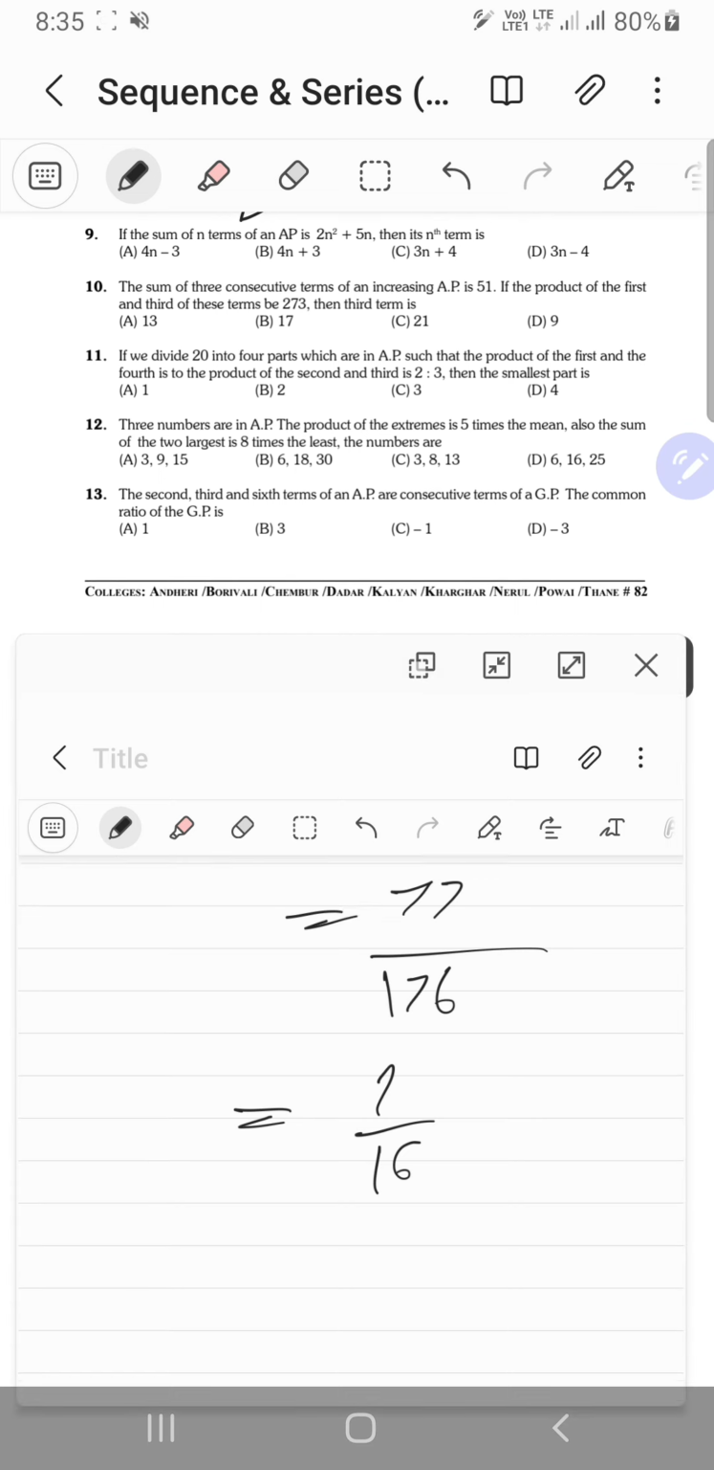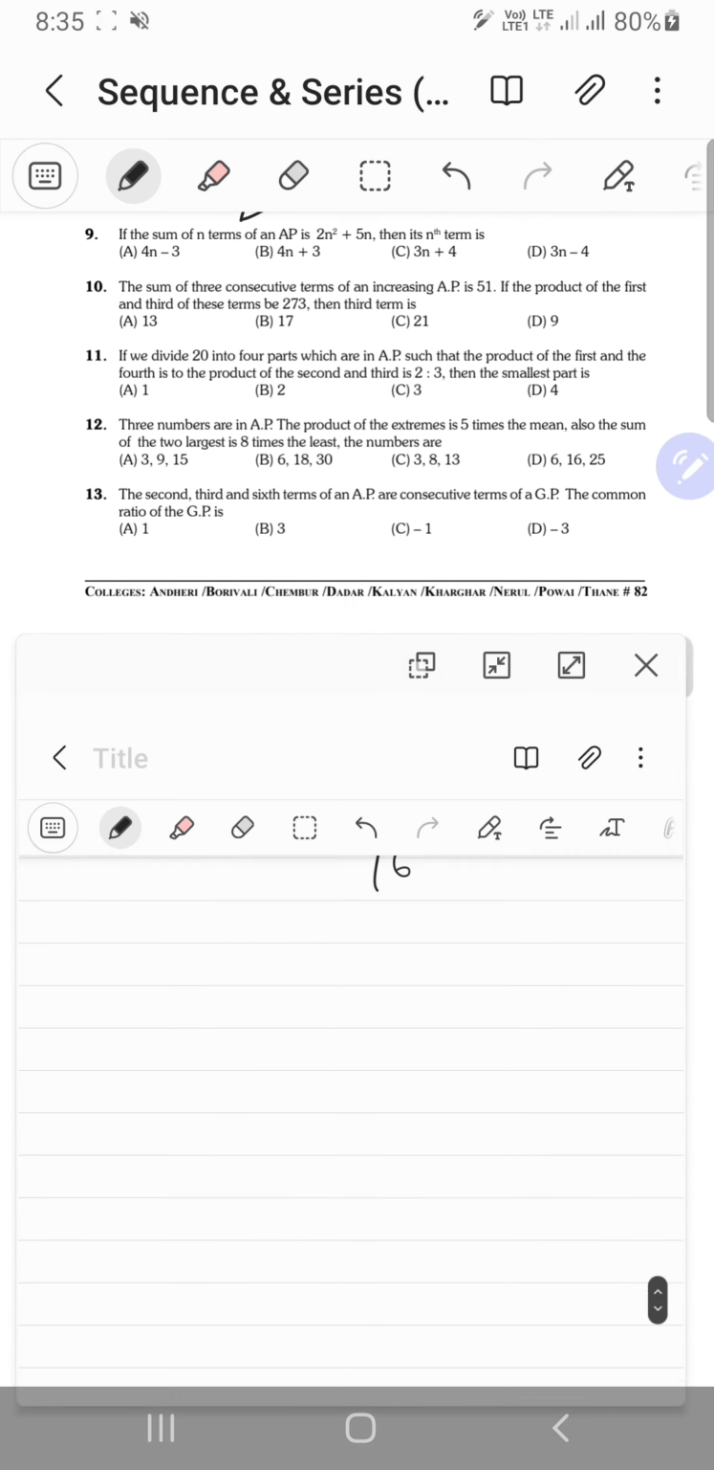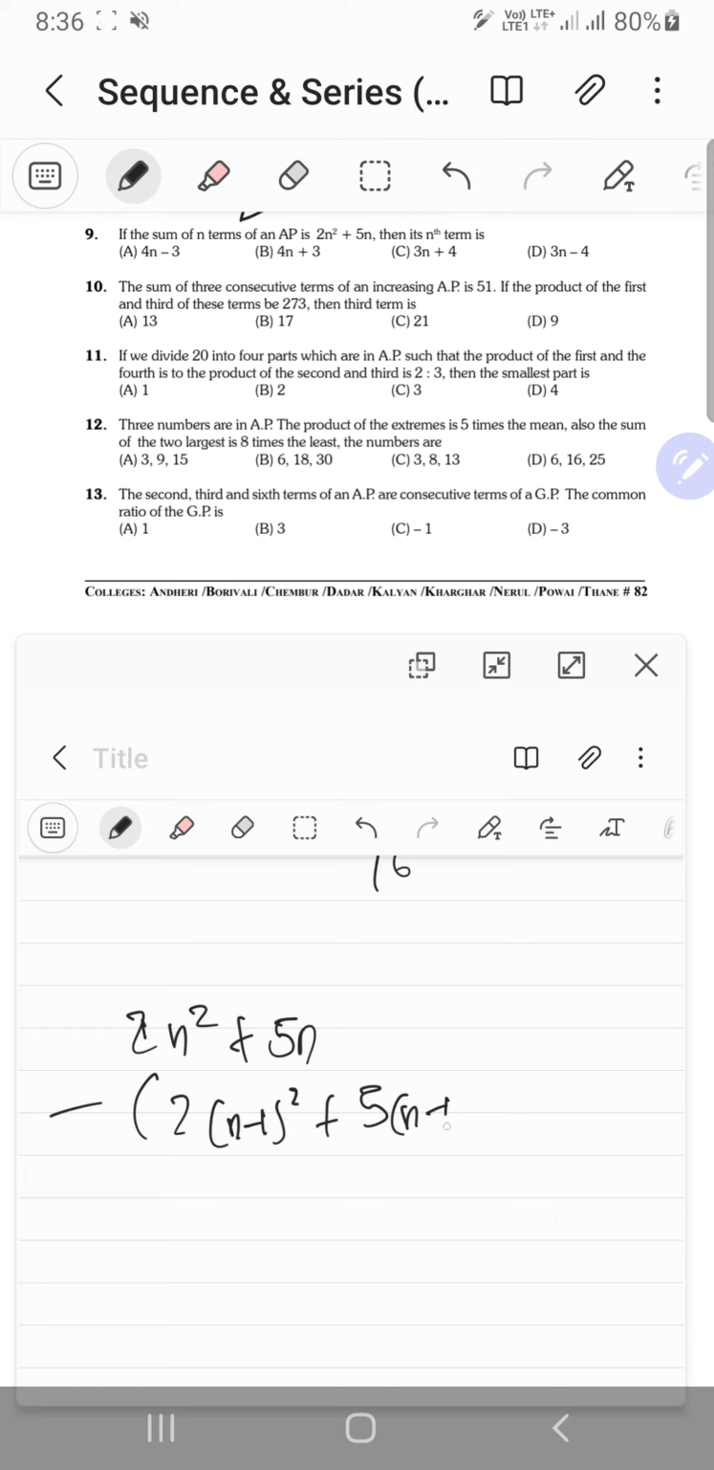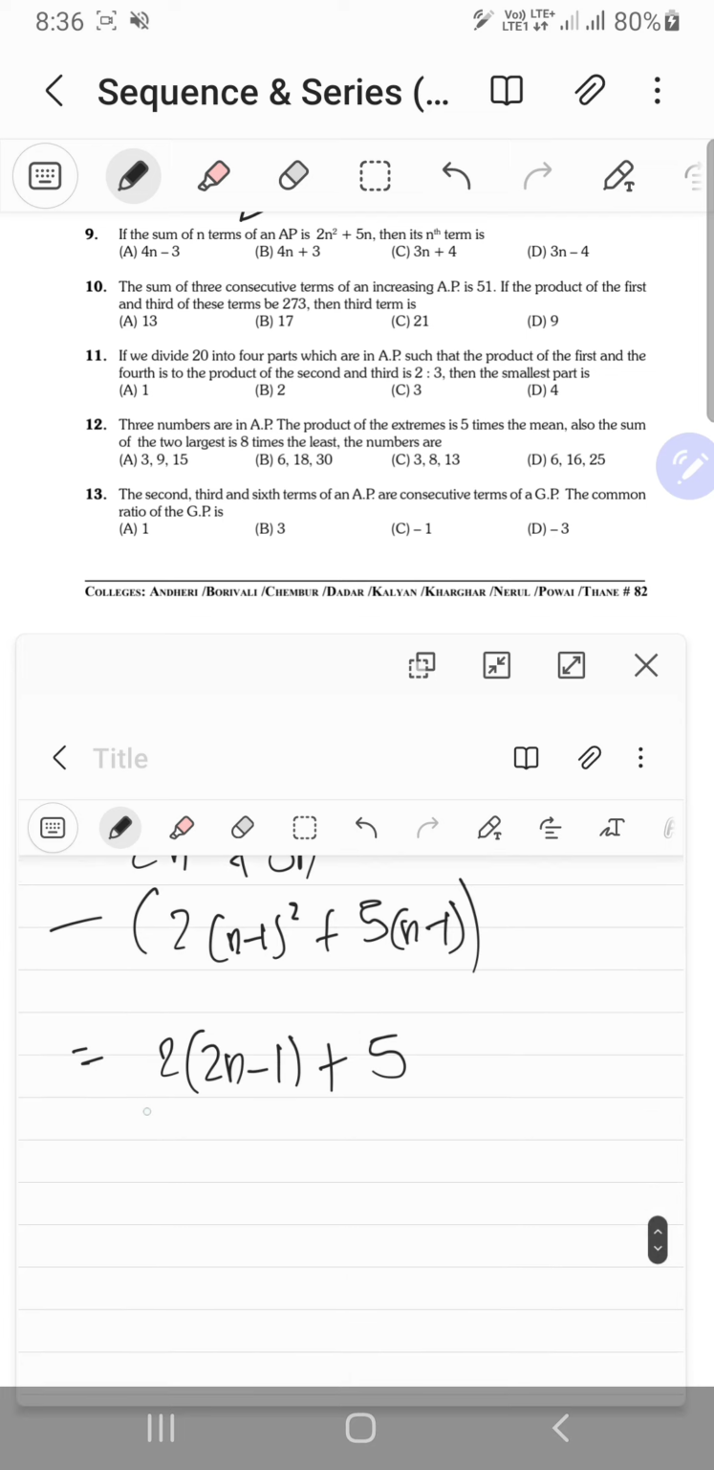If the sum of n terms of an AP is this thing, then its nth term is. So the sum of n terms is that. So the nth term will just be 2n squared plus 5n minus (2(n minus 1) squared plus 5(n minus 1)), which is going to be 2 into 2n minus 1, right? The addition and the subtraction is just 1 plus 5, which is 4n plus 3.